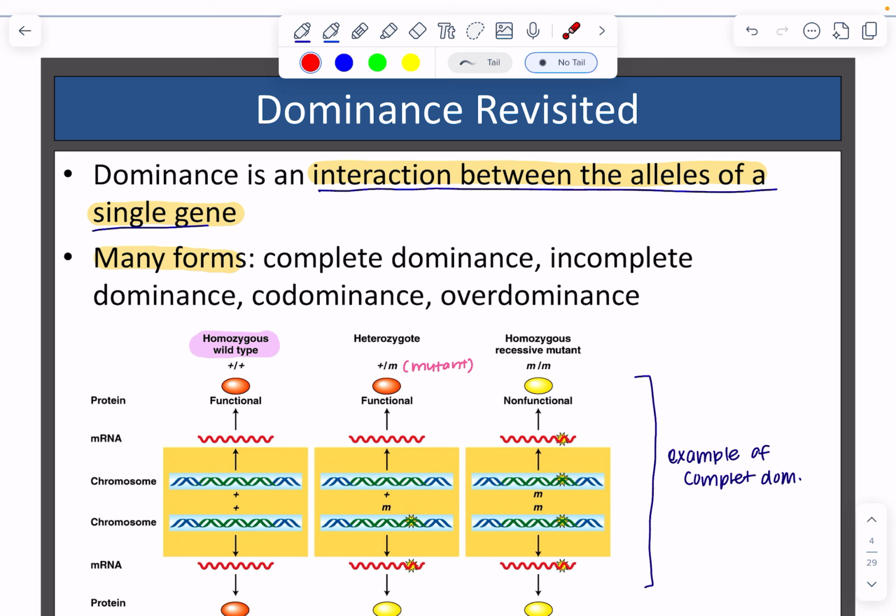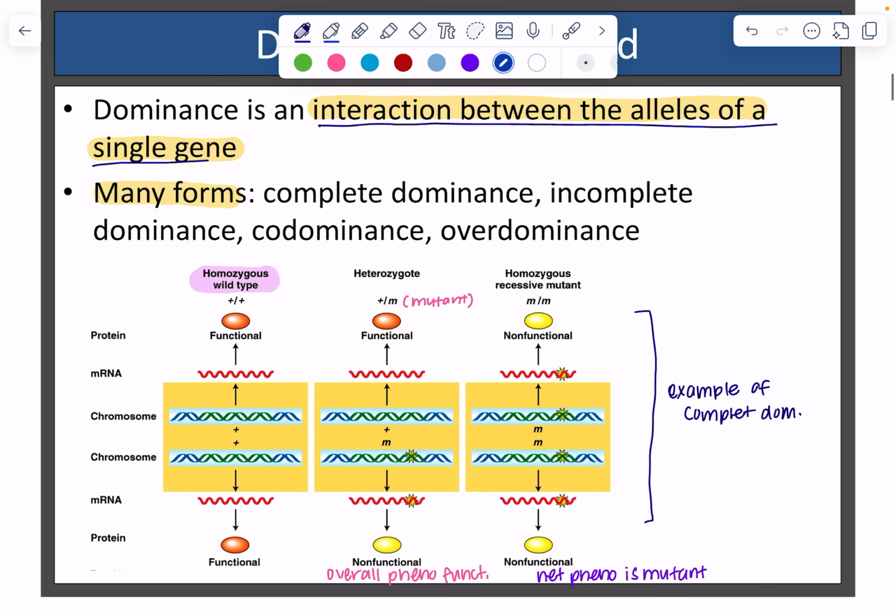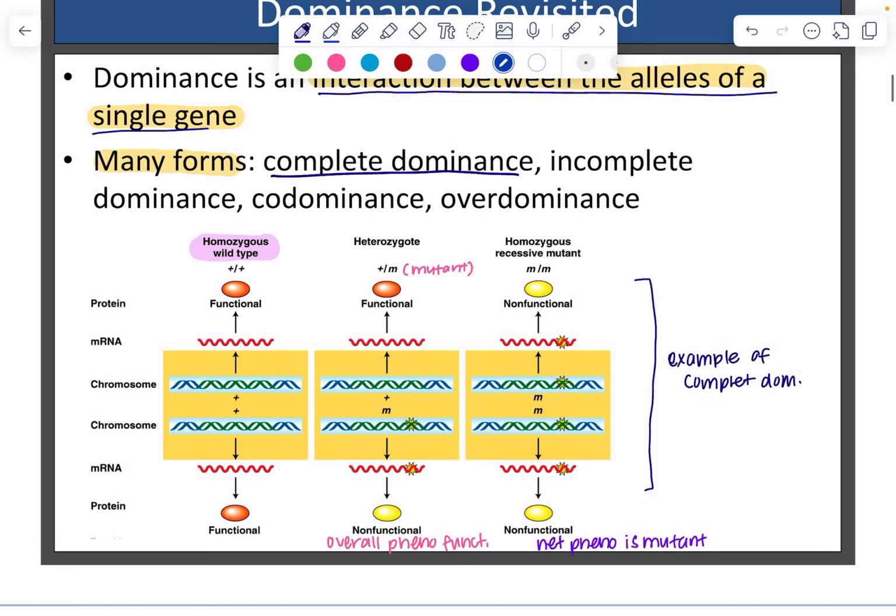So dominance, how we are used to seeing it, is that all you need is one allele for that dominant trait to be shown. There are several types of dominance, but complete dominance is what we're used to. And so here we show the complete dominance. If you have a homozygous wild type, it's got two dominant alleles, both chromosomes will produce functional proteins, and then the whole thing will function. Again, all of these are going to be displaying complete dominance.